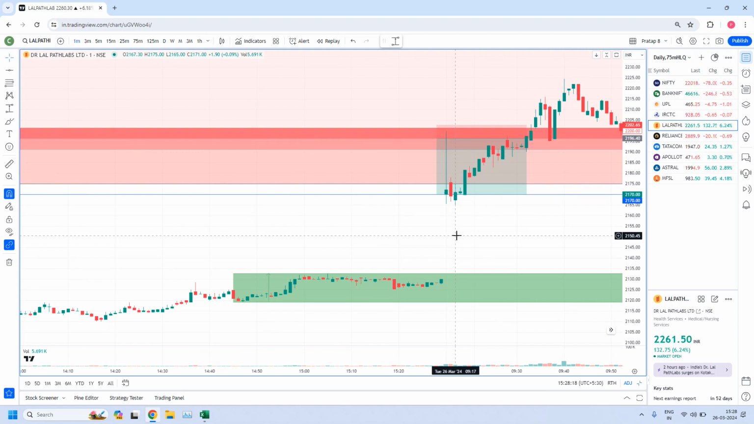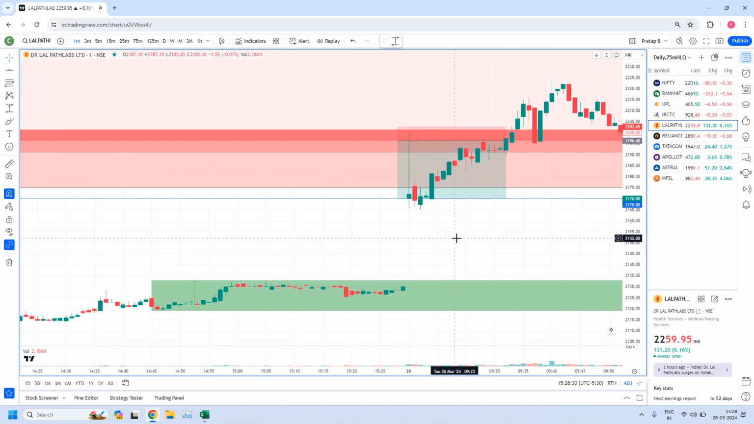Our high liquidity zone provided an opportunity. Whether you take the trade or you don't take the trade, that is a different story. But our high liquidity zones provided an opportunity. Whoever utilized this opportunity would have got the profit today. So this is the only one trade executed today. Remaining all are not.